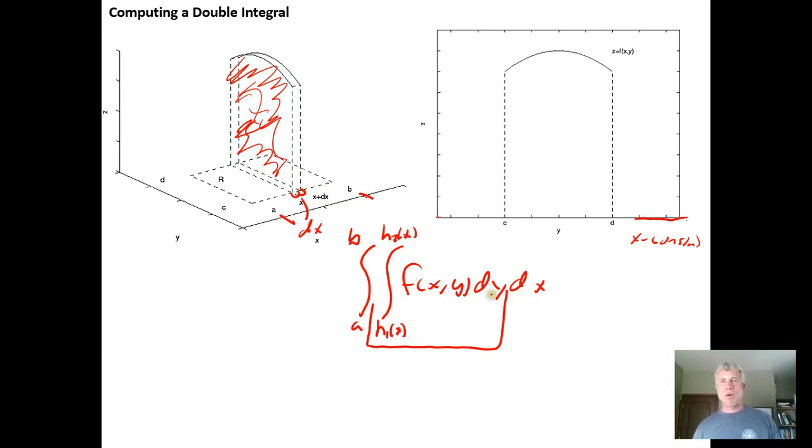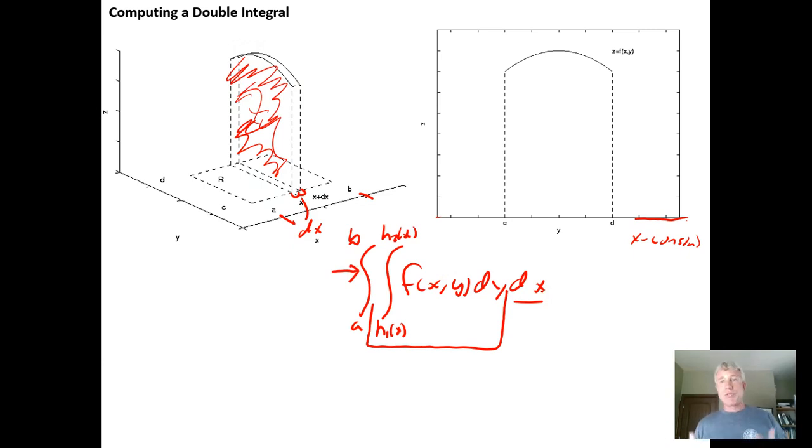So this says add up all the cross-sectional areas, multiply them all by the width of each cross-sectional area, which is a volume, and add up the outer integral, add up all of those volumes, f of x dy cross-sectional area times dx. So that's the basic idea.